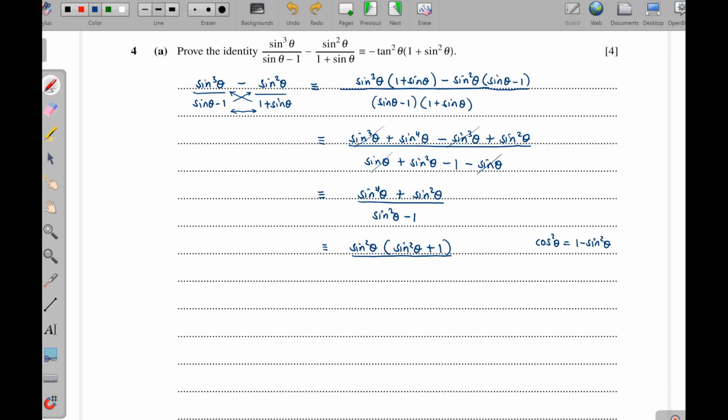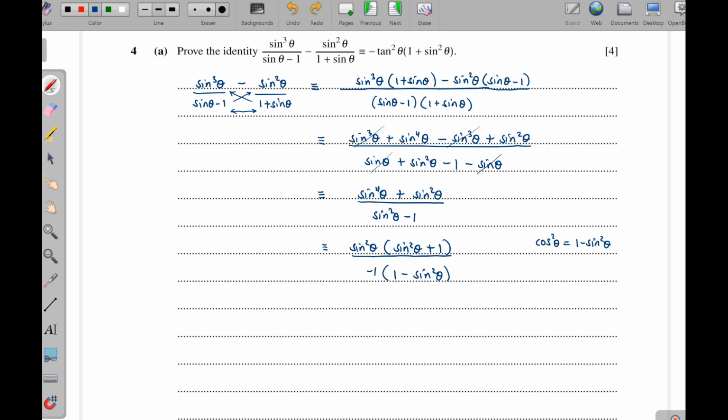So how can I get 1 minus sine squared theta from the denominator? I will pull out a negative 1. When I pull out a negative 1, the negative now becomes a positive, so that will be 1, then the positive becomes a negative, so it will be 1 minus sine squared of theta. When you multiply all through, you come back to this.